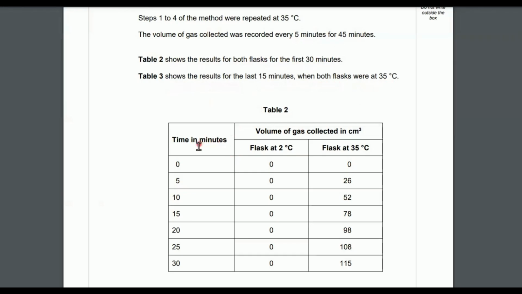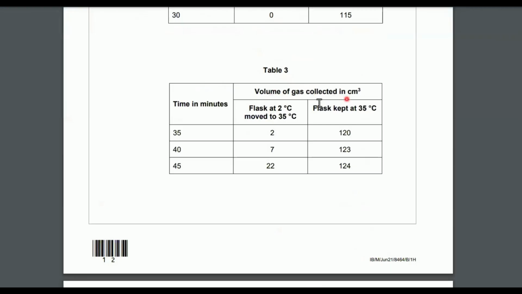So we've got table 2, we've got the time, and then we've got the flask at 2 degrees. And that's the volume of gas collected when it was at 2 degrees. Look, absolutely nothing. And then the flask at 35. So as the time is going up, it is collecting more gas, although it does sort of slow down after a while. And then here is the volume of gas collected in cubic centimetres, time in minutes. Flask 2 was then moved to 35, and you can see it started to increase. The gas is being produced, basically. And then the flask at 35 hasn't increased anymore.